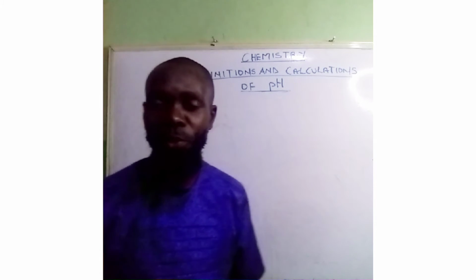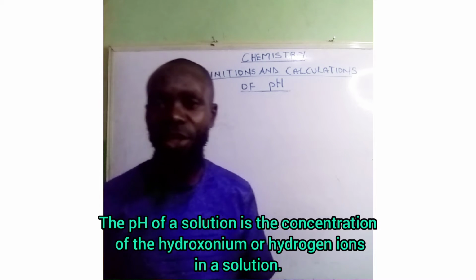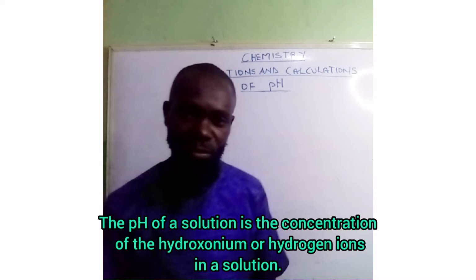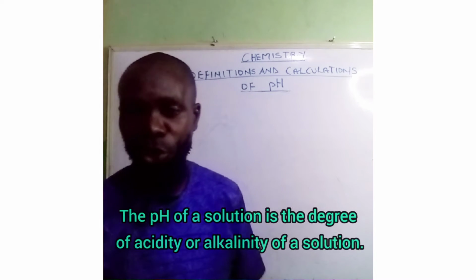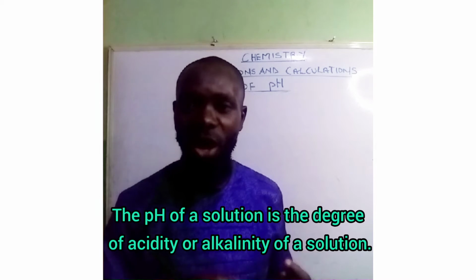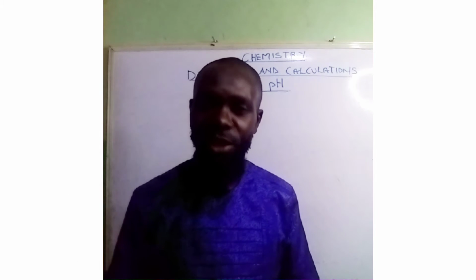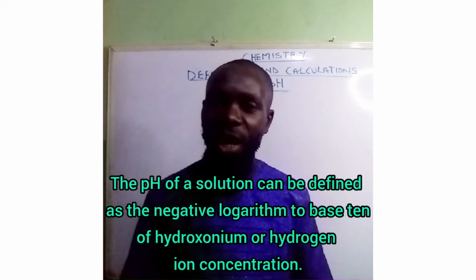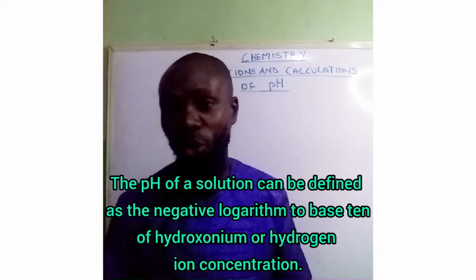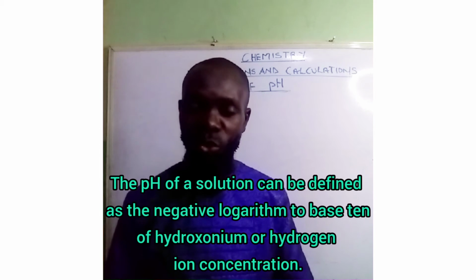One, the pH of a solution can be defined as the concentration of hydroxonium ion or hydrogen ion in a solution. Two, the pH of a solution can also be defined as the acidity or alkalinity of a solution. The third one, the pH of a solution can be defined as the negative logarithm to base 10 of the hydrogen ion concentration or hydroxonium ion concentration of the solution.